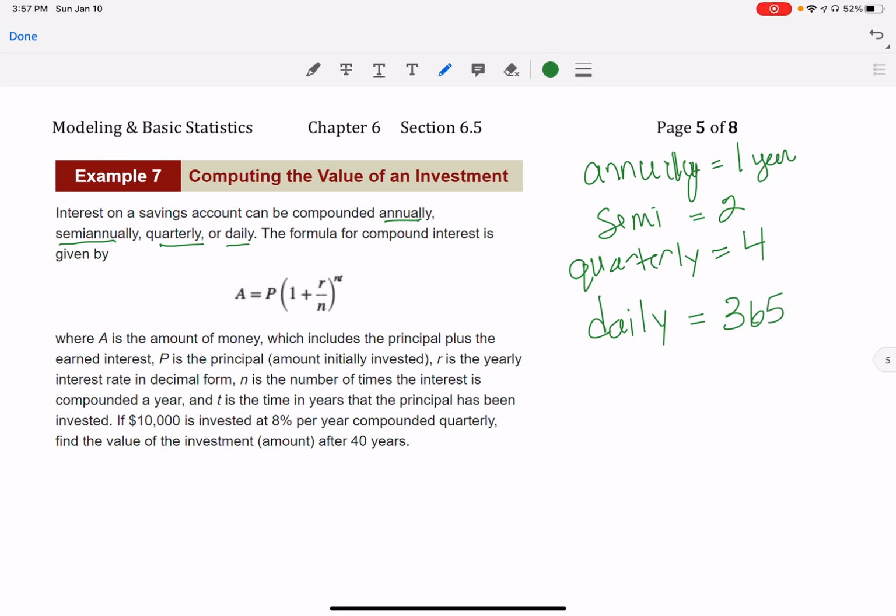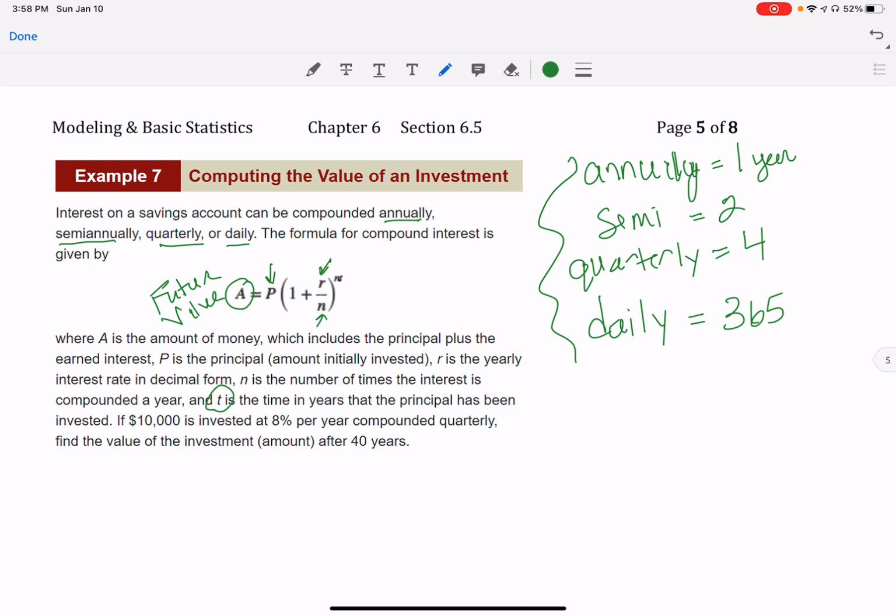So where A is the amount of money, which includes the principal plus the earned interest, so this is called our future value. P is the principal amount initially invested. This is what we start with. That's our principal. R is the yearly rate. That's our rate, and it's in decimal form. Now remember, rate usually comes to us in percent, so we have to change it to a decimal. We'll get to that in a second. N is the number of times the interest is compounded per year, so that comes over here. And T is the time in years the principal has been invested.